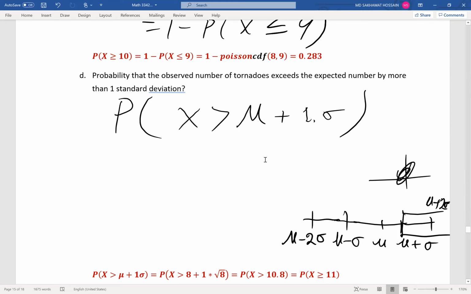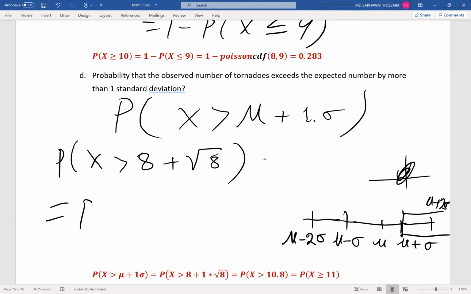Okay, so now we know the number, we know mu, we know sigma. For the Poisson distribution, the mean and the variance are the same. So it will be 8 plus 1 times sigma, and sigma is the square root of 8.